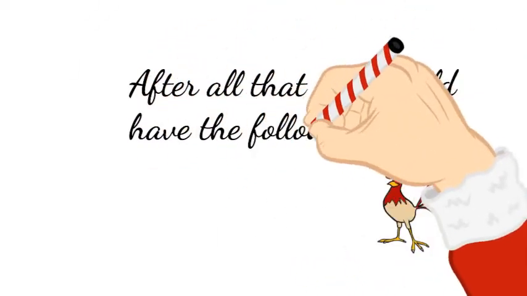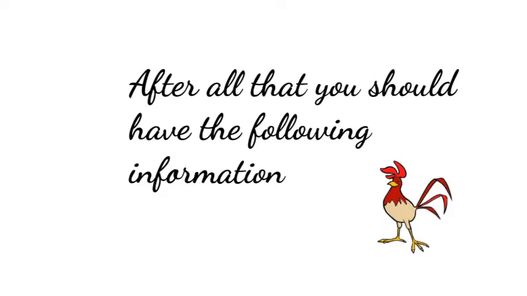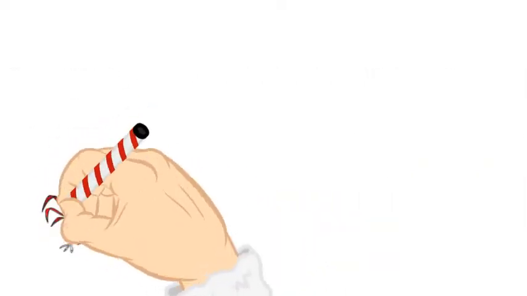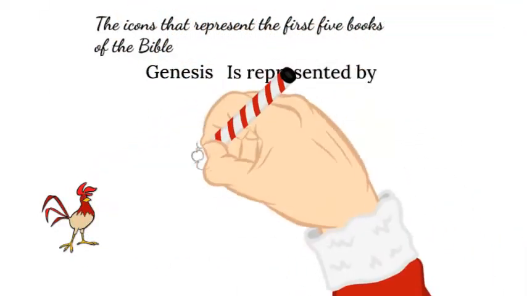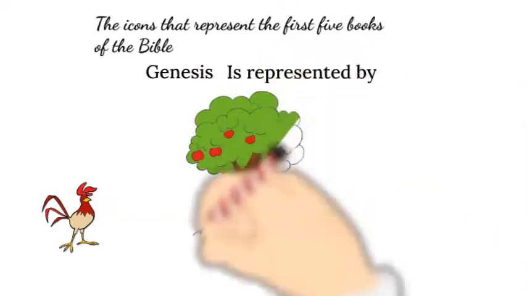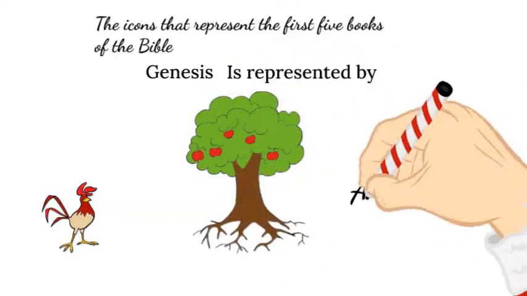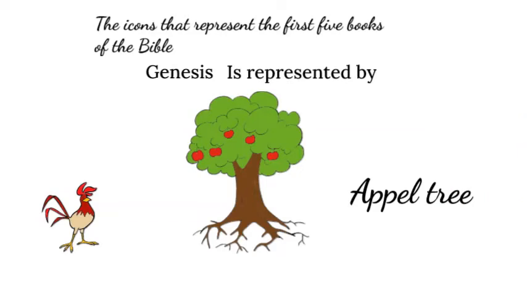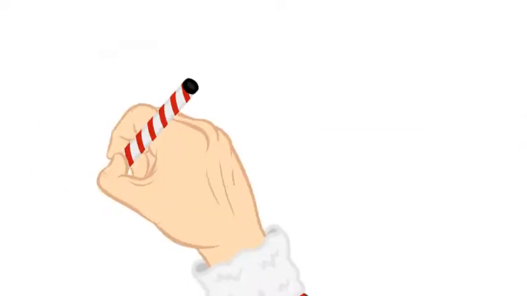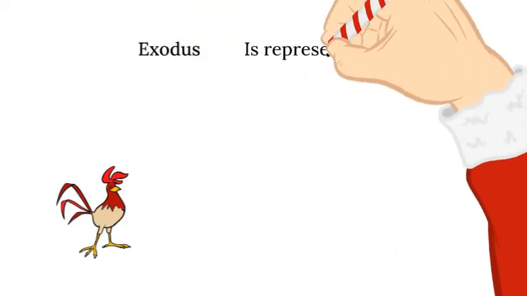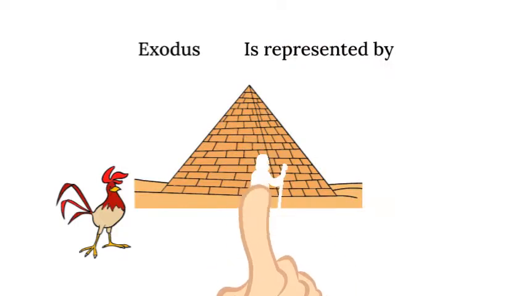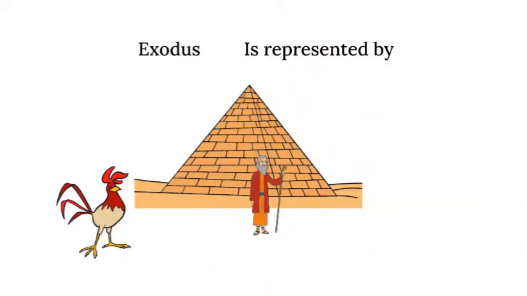After all that, you should have the following information. The icons that represent the first 5 books of the Bible. Genesis is represented by the apple tree. Exodus is represented by a pyramid.